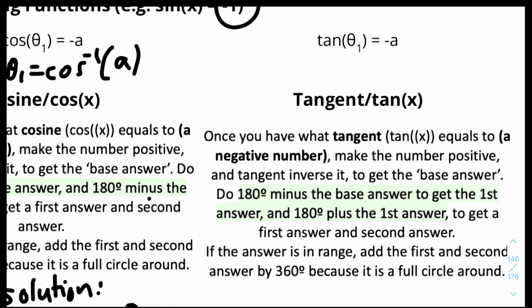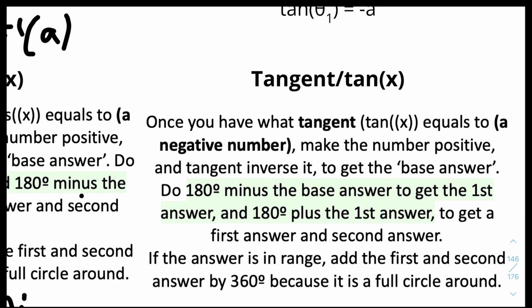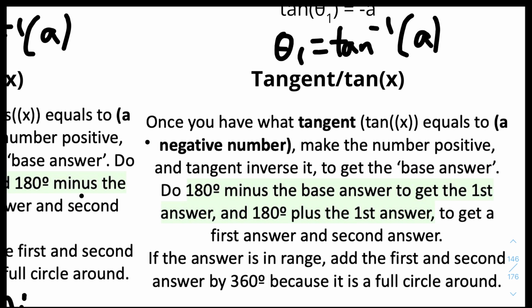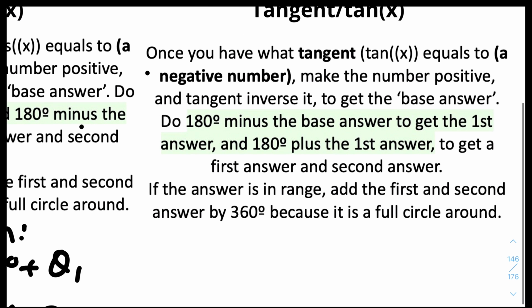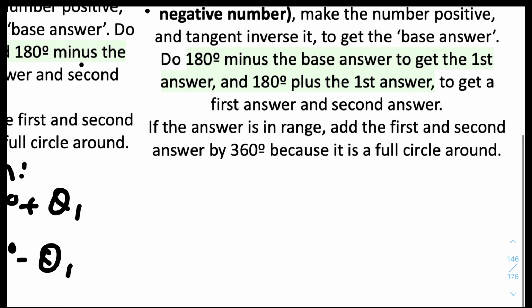And for the last one, tan, it's a bit different, but it starts off the same. Once you have what tan is, you just do tan inverse the positive value, like so. And once you have the base answer, to get the first answer, you do 180 degrees minus the base answer. But for the second answer, you do 180 degrees plus the first answer. So let's just write here, solution.